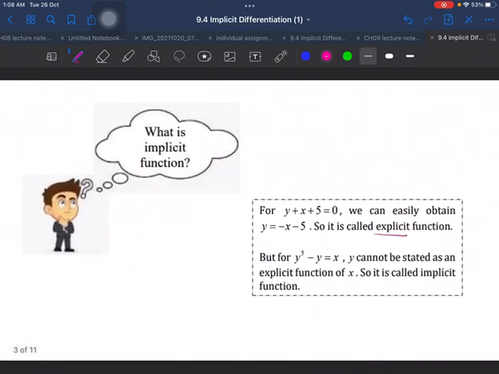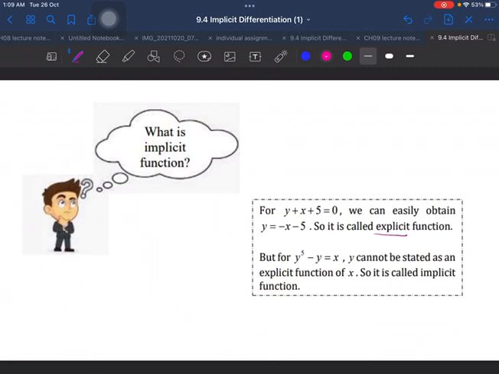Okay, what is an implicit function? Let's say we have the equation y plus x plus 5 equal to 0. We know that we can easily obtain or express y equal negative x minus 5. So, it's called an explicit function.